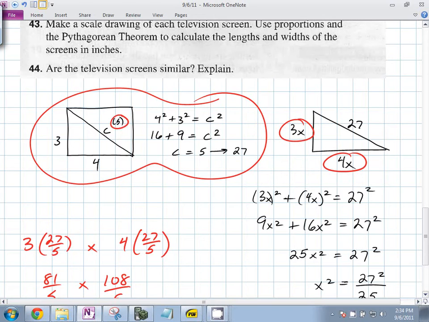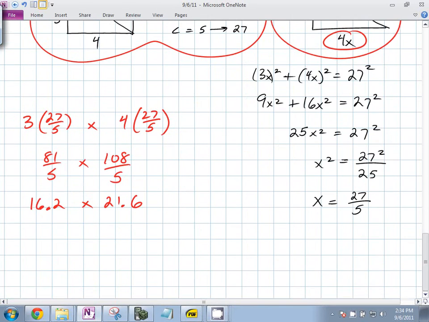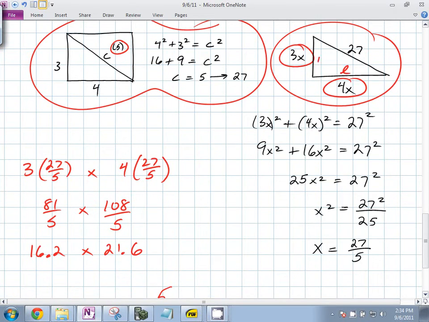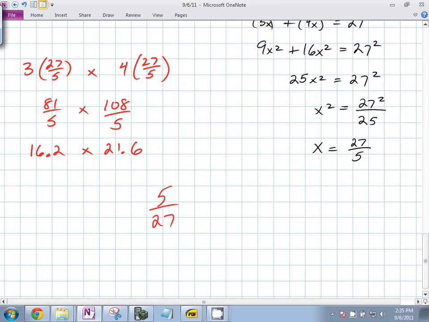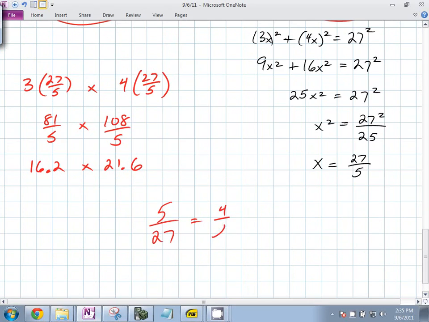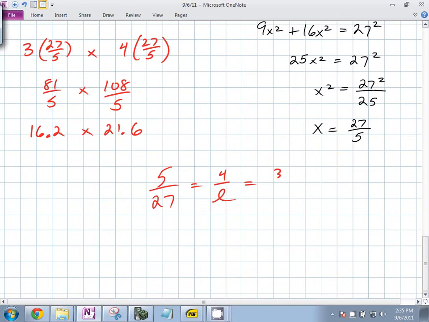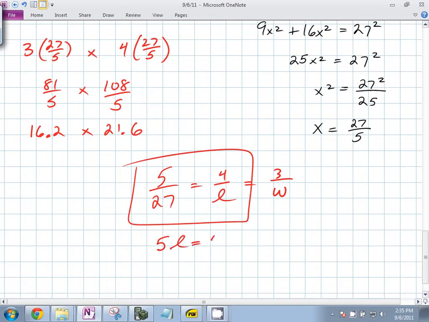5 is to 27, as 4 is to, and we could call this L, and this is width right here, as 4 is to what? L, which is the same thing as 3 is to what? 3 is to W, right? This is what you wanted to set up? So for example, let's solve this. Can you solve for L right now? 5L is equal to what? 4 times 27. So L is equal to?